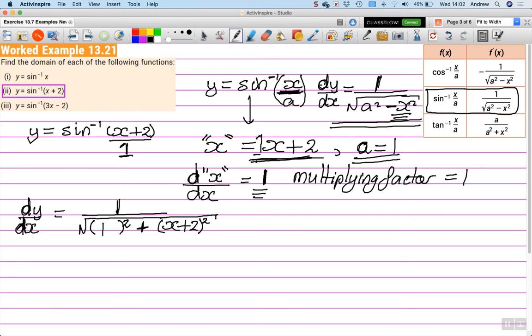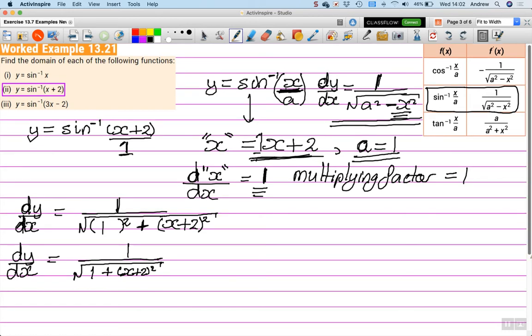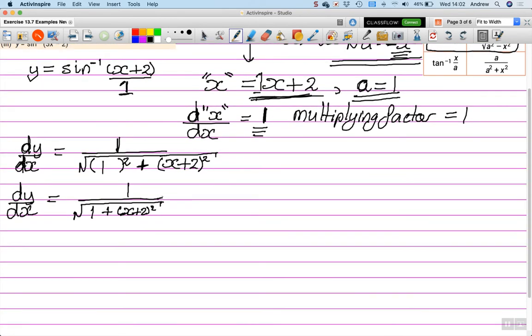And technically, this is a perfectly acceptable answer. dy/dx is equal to 1 over the square root of 1 plus (x plus 2) to be squared. Perfectly acceptable. However, I suspect the answers in your books will probably go on to expand it out and tidy it up.